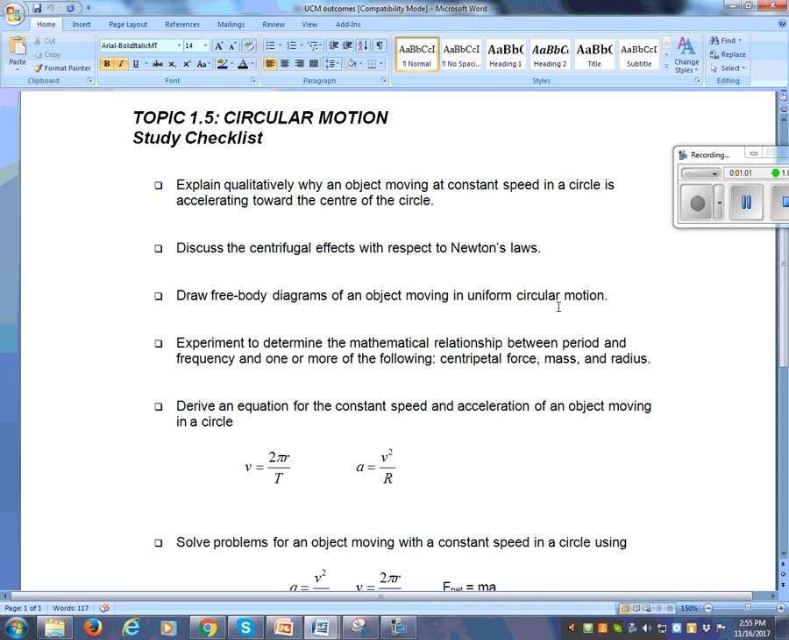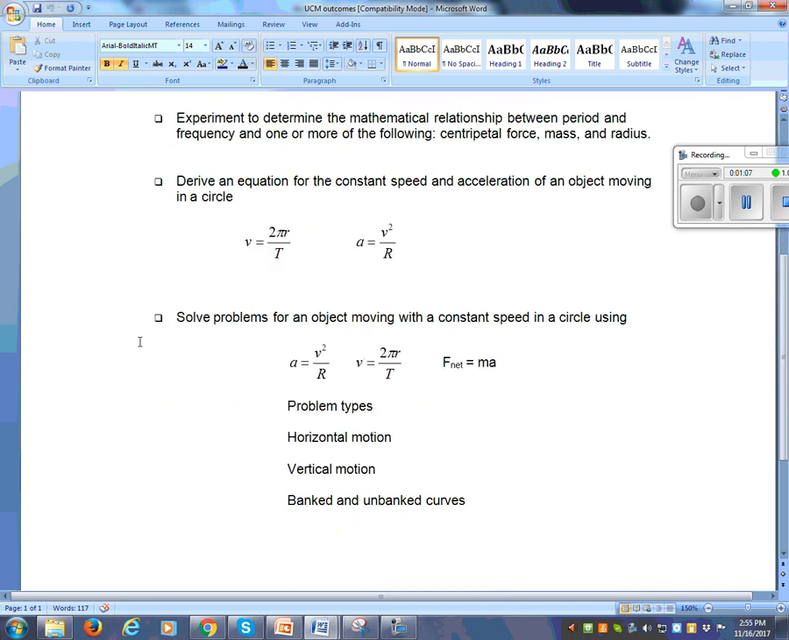Derive an equation for the constant speed and acceleration of an object moving in a circle. Those are the ones we're going to come up with. And you will solve problems for an object moving with constant speed in a circle using those formulas. And there are 3 problem types. They are horizontal motion, vertical motion, and banked and unbanked curves. I guess that's actually 4 types.